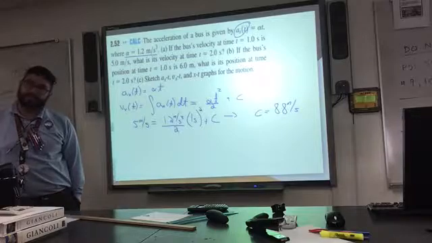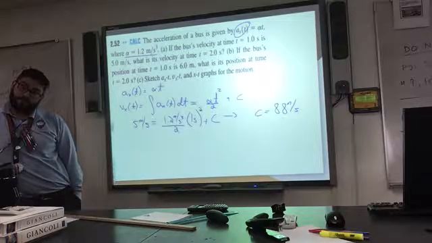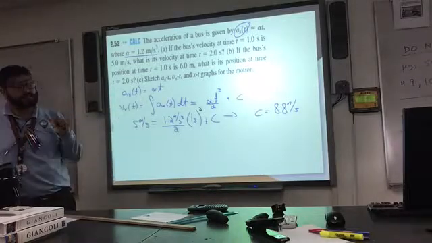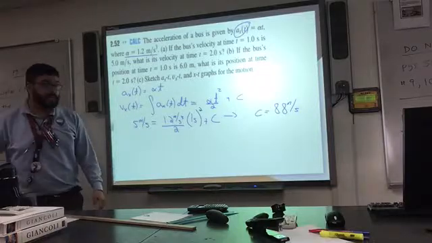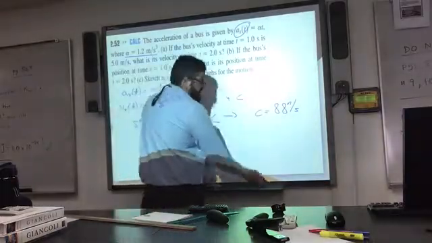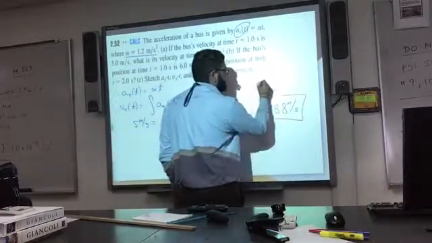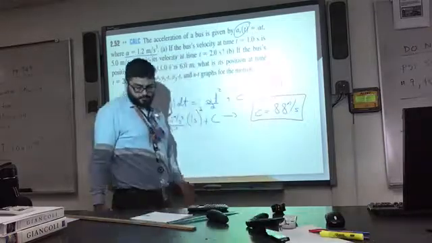But no one's answered my question yet. What does C represent? Oh, the initial velocity. That is the velocity when t equals 0. That's how fast the bus was moving when we first started looking at it. That's what this thing is. They didn't ask us for that, but it is useful to know. This represents v of x 0, my initial velocity.